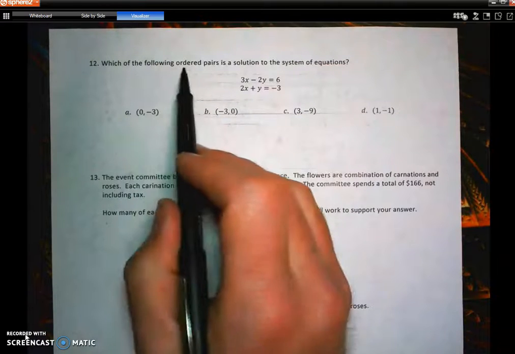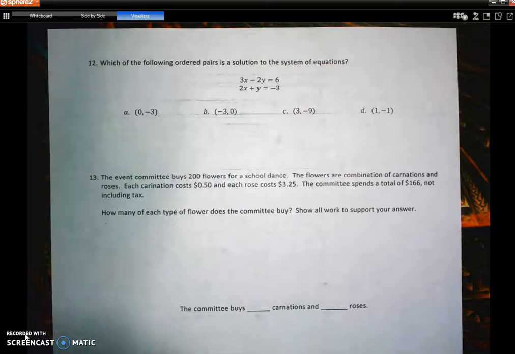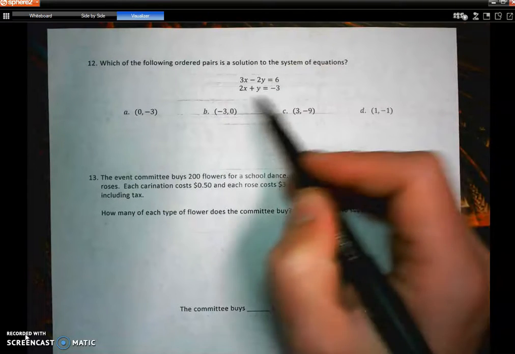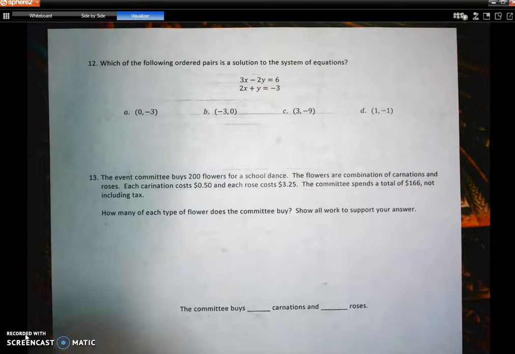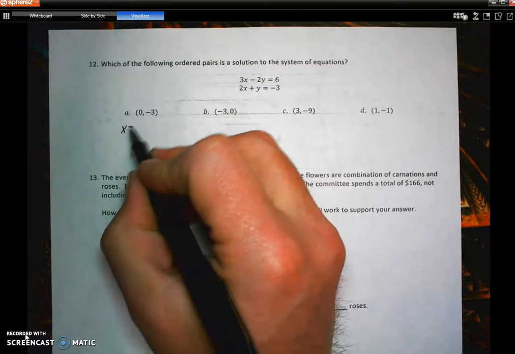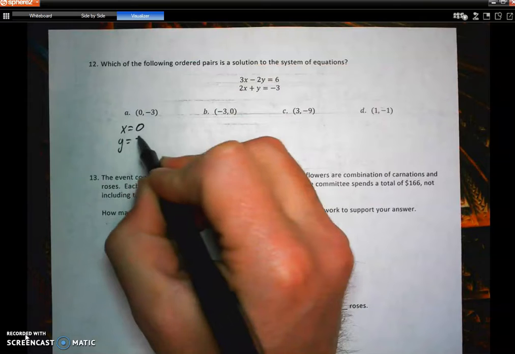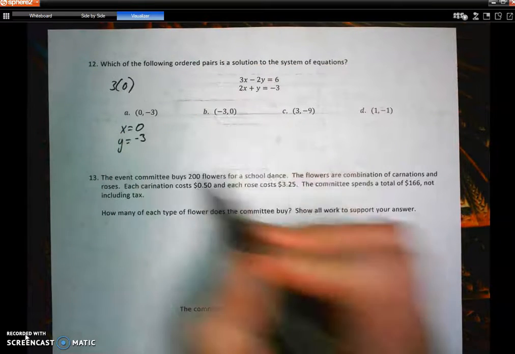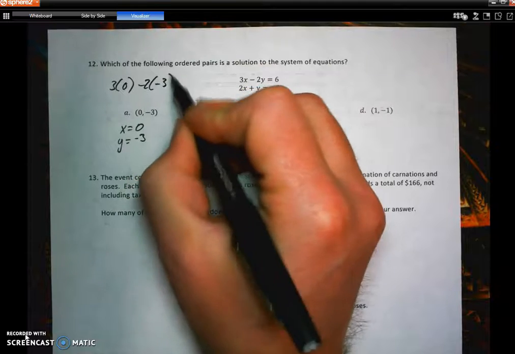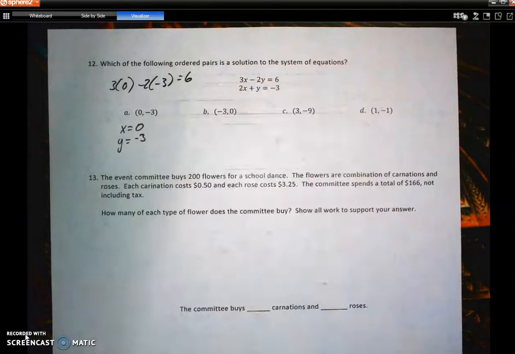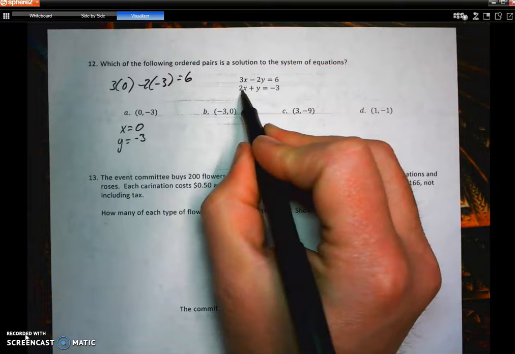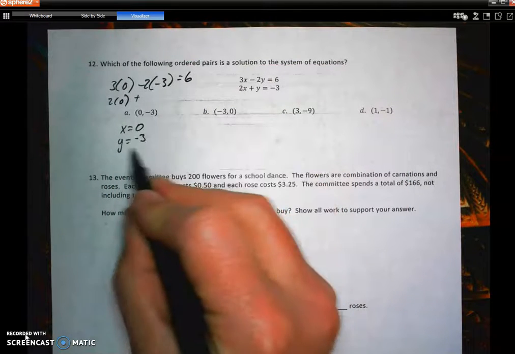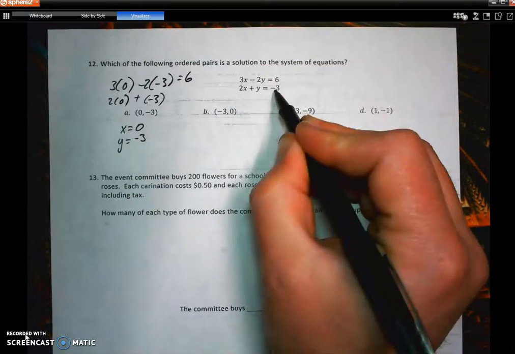Okay, I'm now on the back side. Which of the following ordered pairs is a solution to the system? There's two ways you can do this. You can either solve this or graph it on Desmos and tell me where the answer is. But basically we're saying if x equals 0, does y equal negative 3? If you plug these in, 3 times 0 minus 2 times negative 3, does that equal 6? And if so, we do the second equation. Does 2 times 0 plus the y, which is negative 3, equal negative 3?